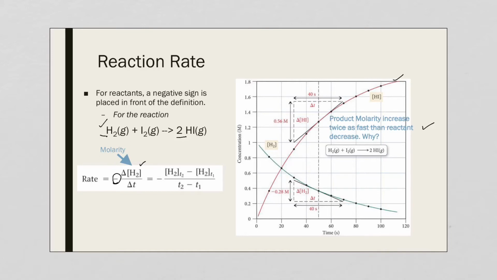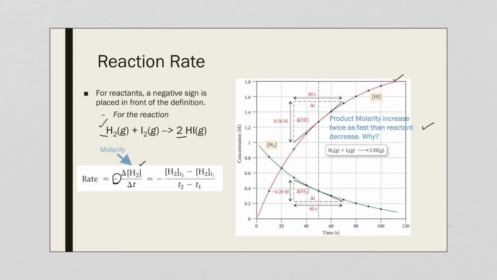Now, we want these to be positive, right? We've got to have positive rates. The reaction is not going at a negative rate. So in order to do that, the change in concentration of a reactant is going to be negative. In other words, the value of T2 is going to be smaller than the value of T1 because the concentration is decreasing. And so if we just calculated the change in concentration here, we'd get a negative number.